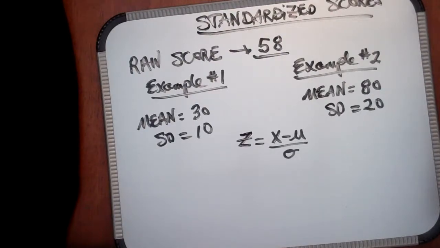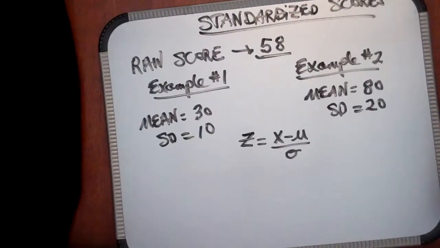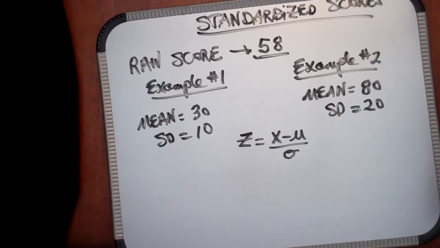If your friend comes up to you and says, "Hey, I just scored 58 on my test," that doesn't tell you anything, right? You can't know from a raw score how good or bad the score was. You have to know the mean of the distribution, and you have to know the standard deviation of the distribution in order to be able to judge whether or not that raw score of 58 was good or bad. So let's use that as an example.